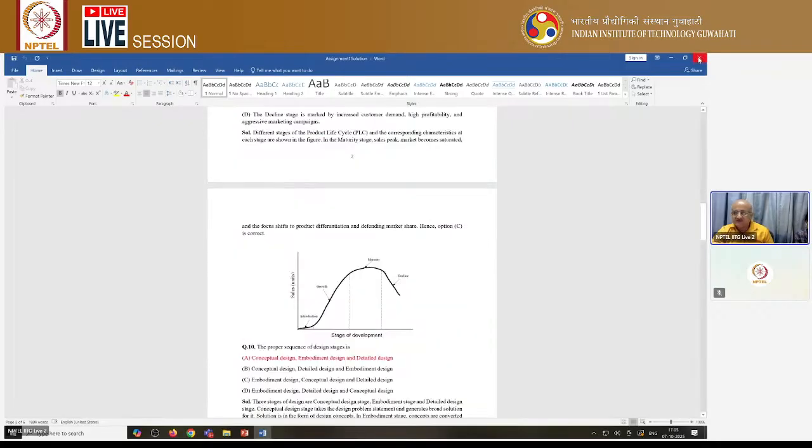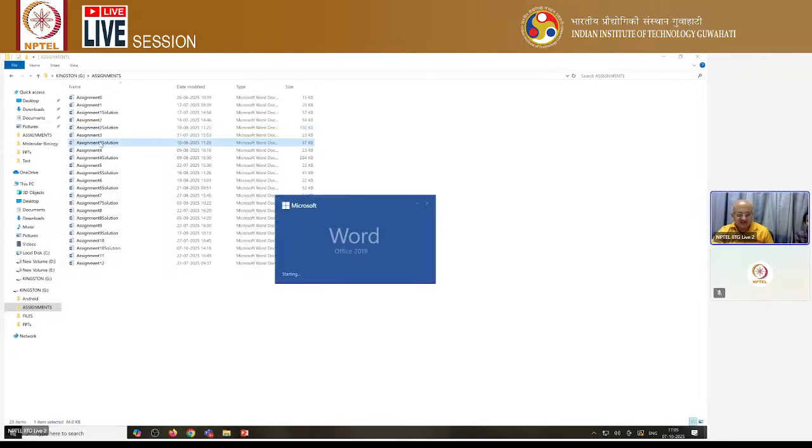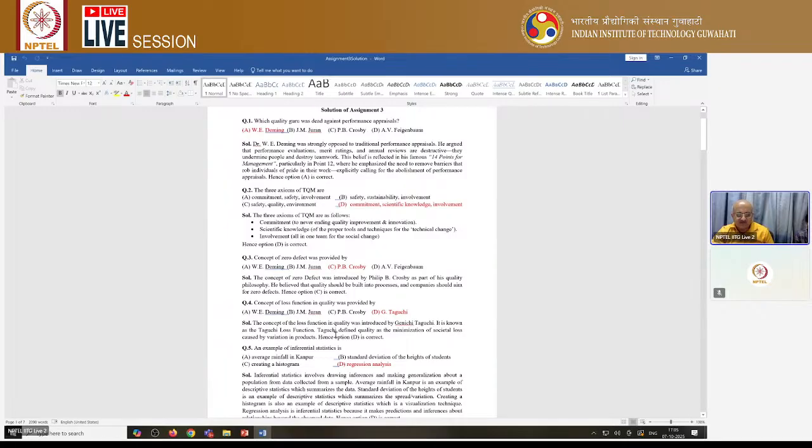Now here, let us say assignment number 3 solution. Again, as I discussed, solution 3 is mostly about quality, so descriptive type questions, no? And about general things. Like one question is: an example of inferential statistics is which? Average rainfall in Kanpur, that means it is some data. So no problem. Standard deviation, it is just information, nothing. Creating a histogram, inferential, descriptive.